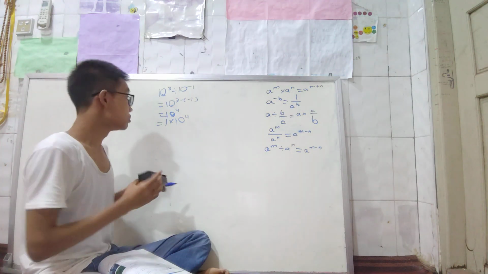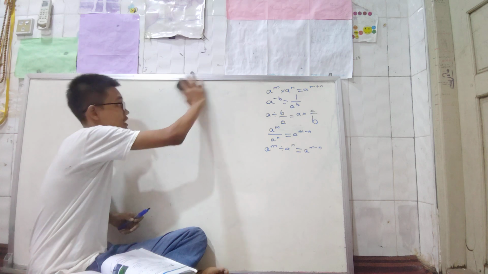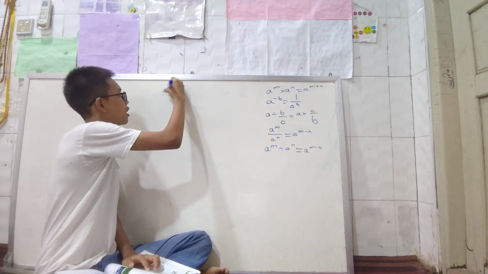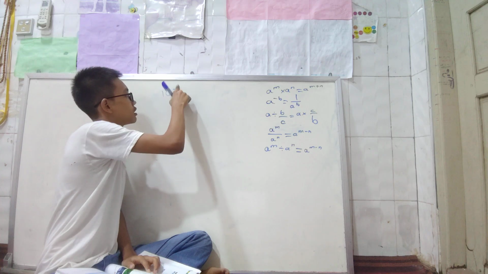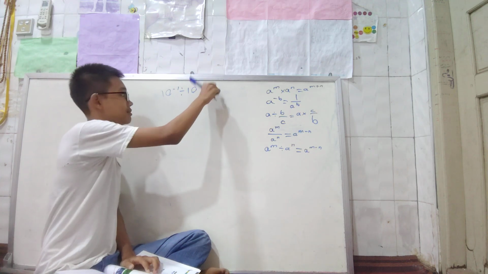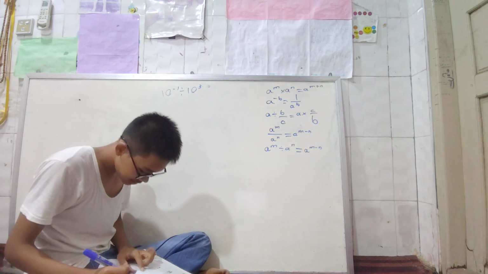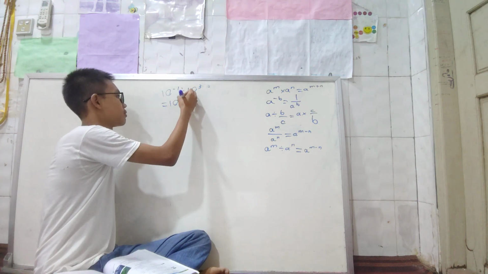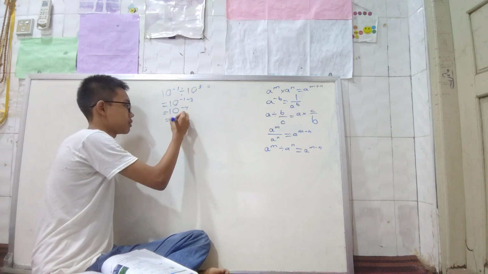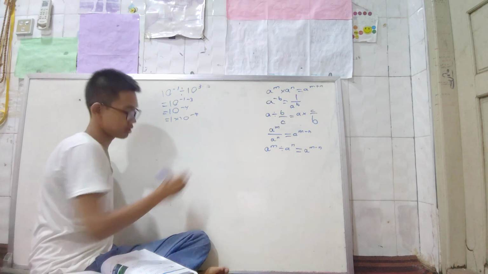So next up is number 14, which is 10 to the power of minus 1 divided by 10 to the power of minus 3, not minus 3, okay? Sorry about that. So 10 to the power of minus 1 minus 3, 10 to the power of minus 4, that's going to be 1 times 10 to the power of minus 4.